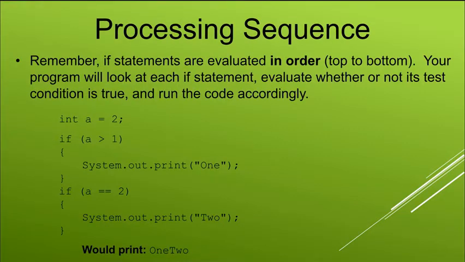Remember, if statements are evaluated in order from top to bottom. Your program will look at each if statement, evaluate whether its test condition is true, and run accordingly. In this code example, a is set equal to 2, and then there's a test. If a is greater than 1, we print 1. Since that is true, 1 will be printed. The next if statement tests if a is equal to 2. That's true, so it will print the word 2. So for this bit of code, we have the output 1, 2.